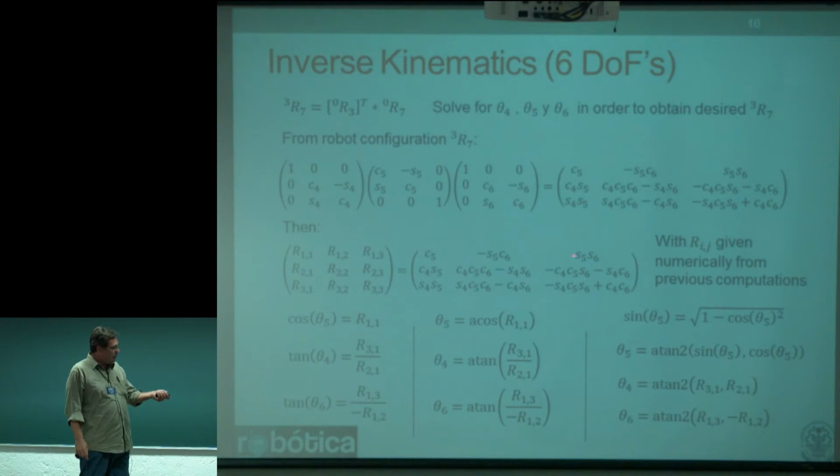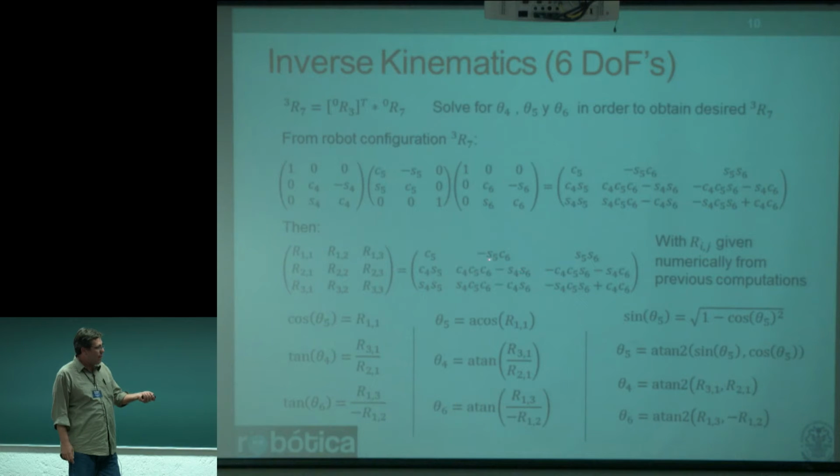And then by dividing these two, we can obtain theta 6, like here, R13 over R12, which is this one. About this one will be the tangent of theta 6. So we can obtain those angles. The same here with R21 and R31. So we can obtain this.